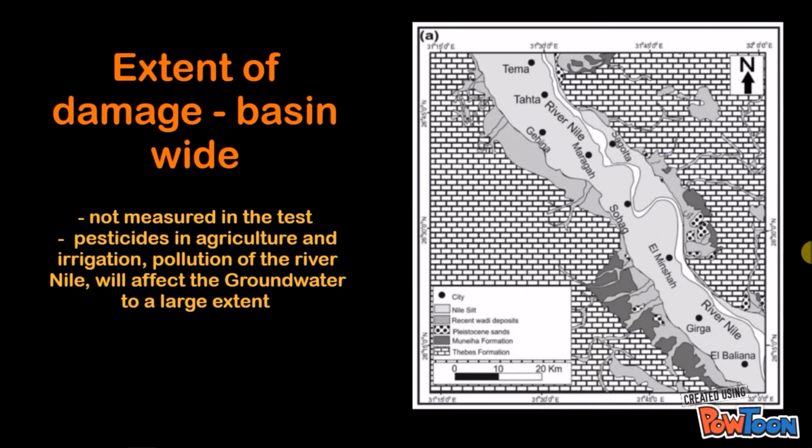The extent of damage is not measured for the case study, but it is expected that the extensive use of pesticide in agriculture and irrigation, and also any pollution that occurs at River Nile, will pollute the groundwater to a larger extent.